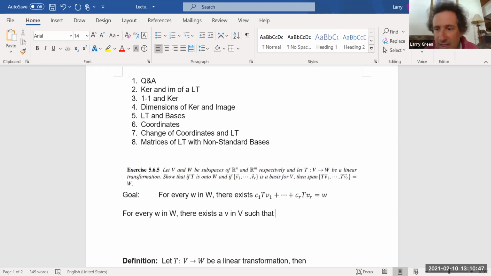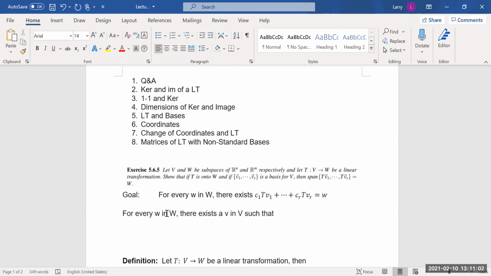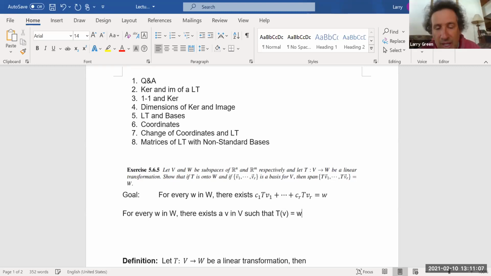Any questions on that? So we can't say the range is RM. We can say the range is W, which means that for every W in W, there exists a V in V such that T of V equals W. Any questions on just what that means? All I did is write down the definition, basically. Okay, so we're getting there.